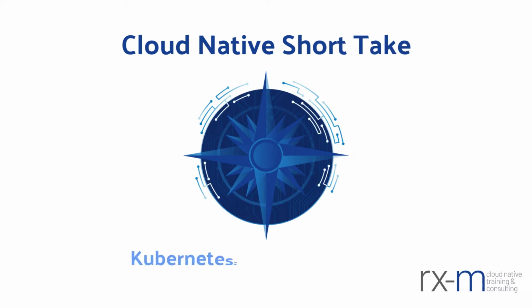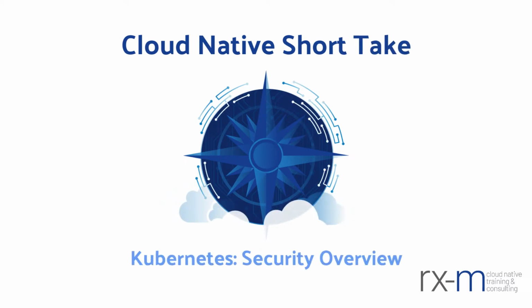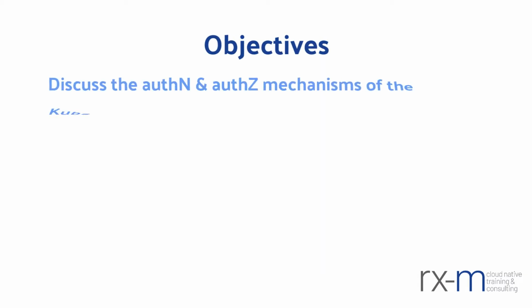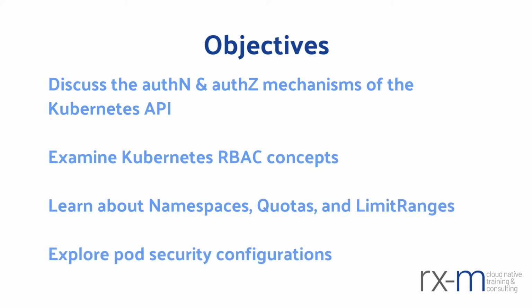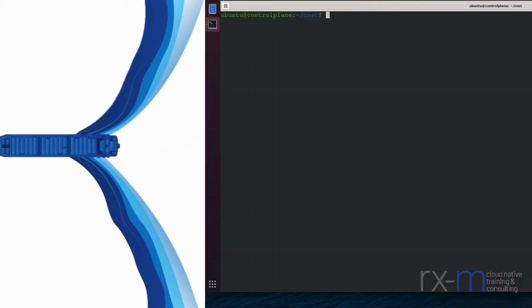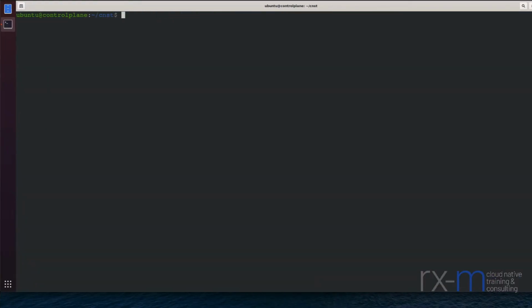Today we're going to be covering the Kubernetes module security overview. In this module, we cover topics such as authN and authZ mechanisms, pod security topics such as security context, as well as namespaces and limiting namespaces through the use of quotas. And that leads us to the demo for today's short take.